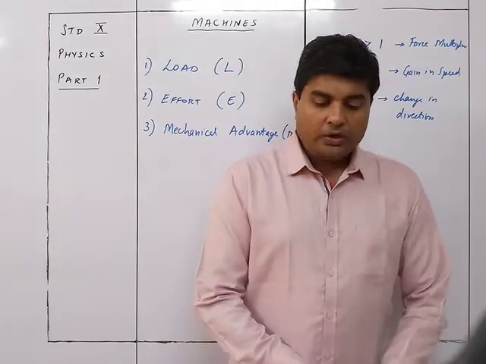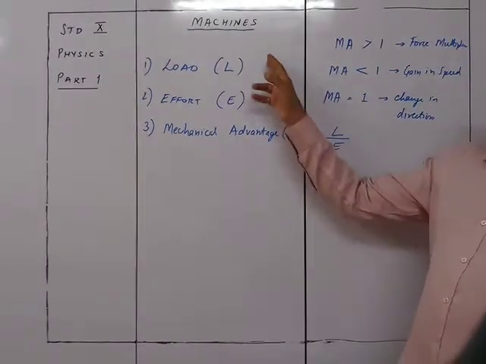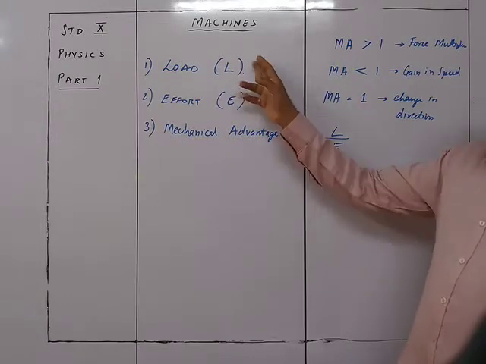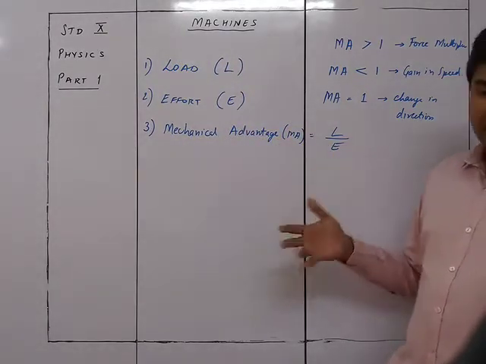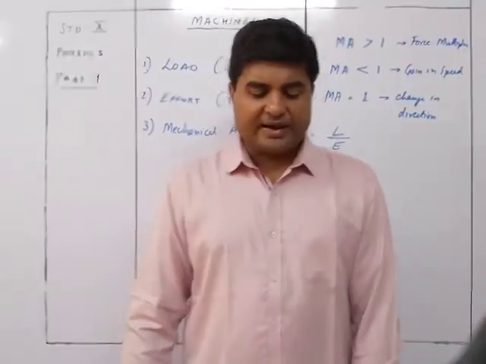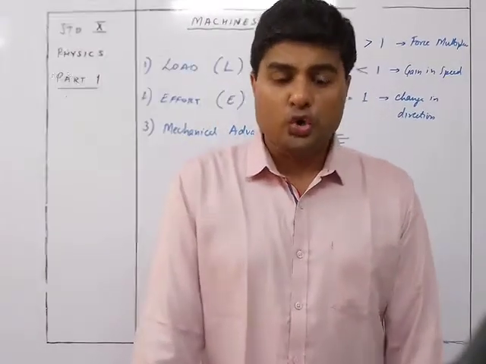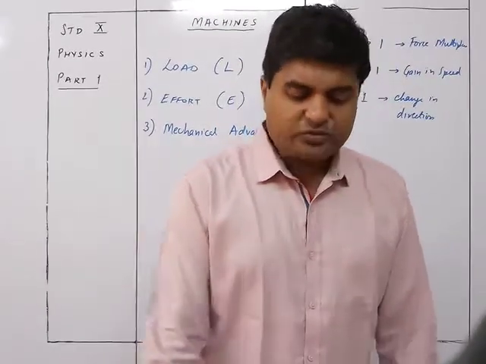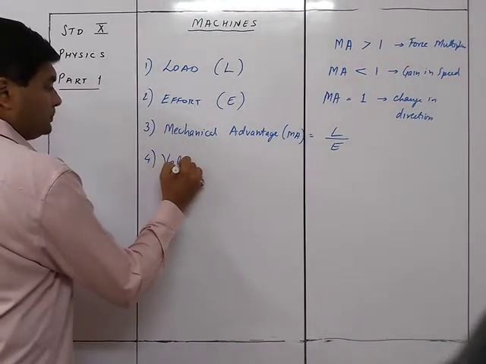So units of mechanical advantage: load is in Newton or kgf, effort is in Newton or kgf, kgf cancels out, therefore no unit. So mechanical advantage is a ratio of two similar quantities, that is forces, so it has no units. The next thing we see is the fourth part, that is velocity ratio.